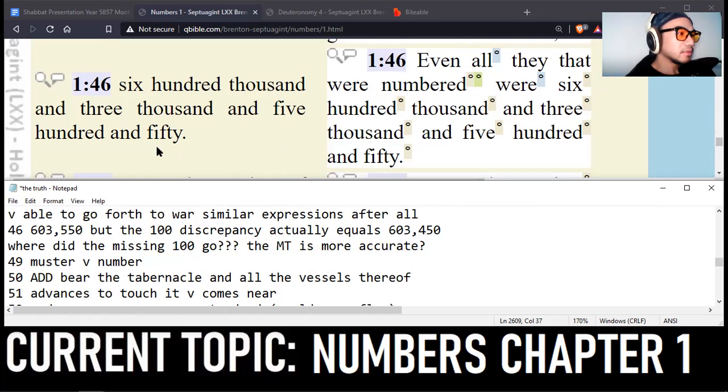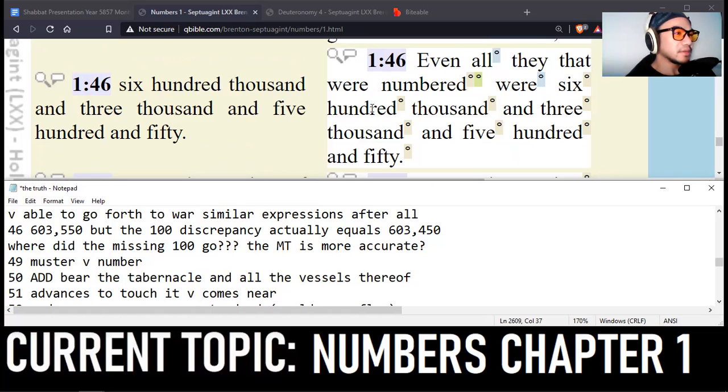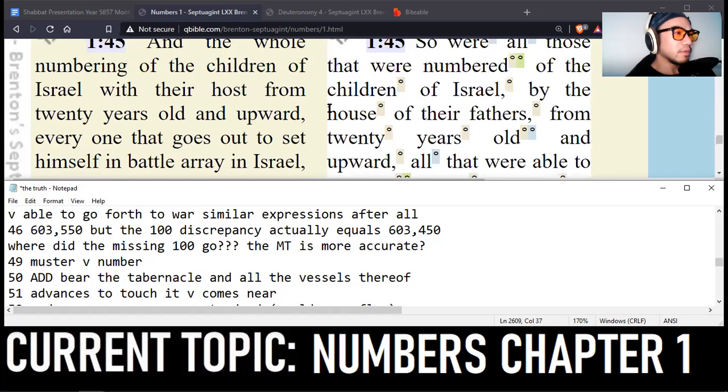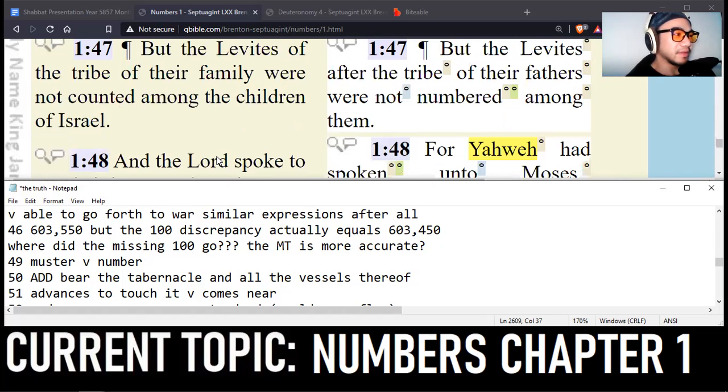Okay. So is the Masoretic more accurate, is what I'm asking. I'm not sure why I asked that, because the numbers from the Masoretic text, I think they add up to 603,450. So it seems both translations have the number wrong. When you actually do the math, you get 603,450. So where did the missing 100 go? That's an interesting question. So please comment if you know where they went.